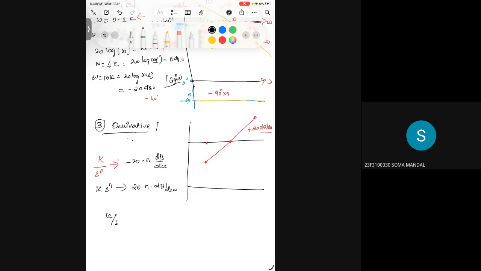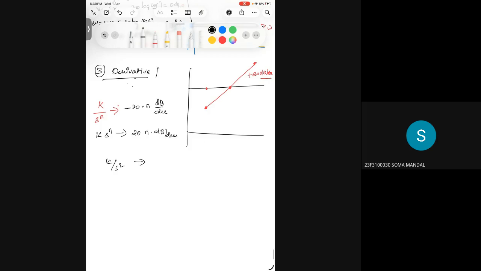So for K by s square, what is the slope? Are you with me? Yes, ma'am. For K by s square, what is the slope? Minus 40 dB. Yes, phase angle would be minus 90 into n. How much is it? Minus 180, into 2. Similarly, for derivative factors K into s power n, it will be plus 40 for K into s square, and the phase is plus 180.